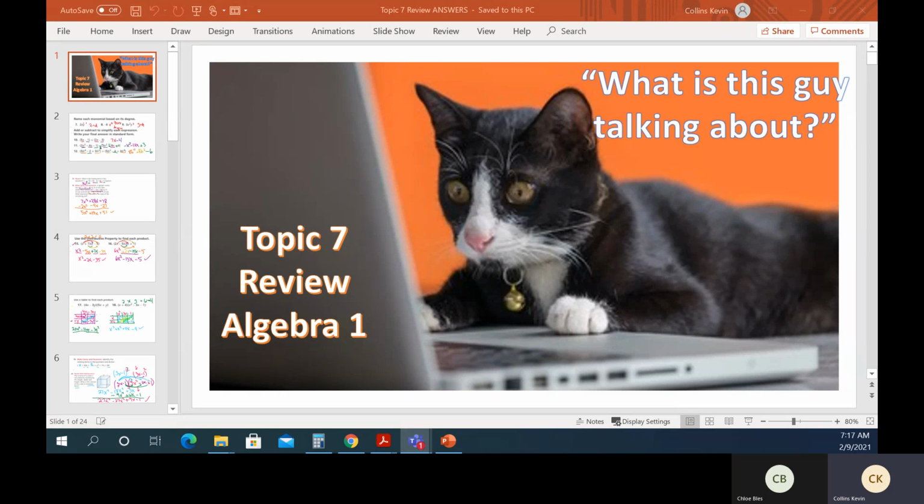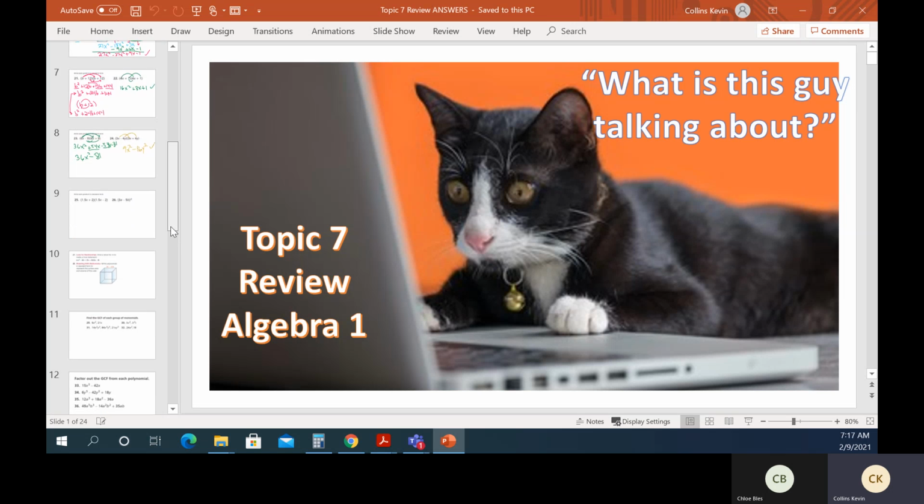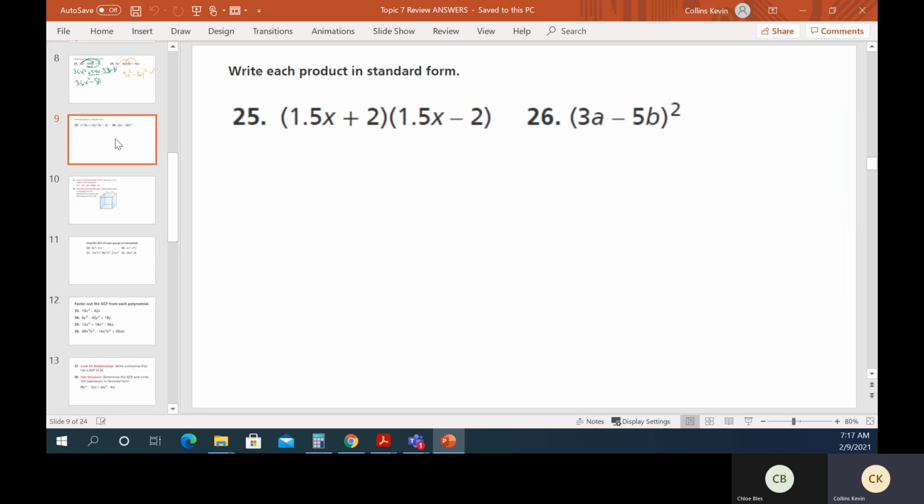All right, so we're going to go ahead and continue on with our review of topic 7. So let's skip down past the problems we've already done. It says write the product in standard form. This really isn't hard, other than we have to deal with some decimals here, but we got calculators for that, right? Okay, so remember, these are like the special forms for multiplying.